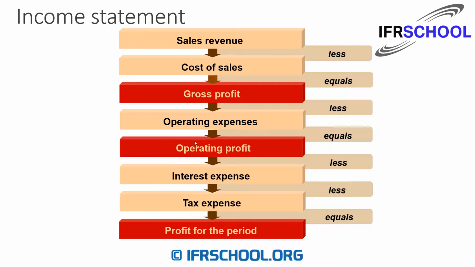This midpoint on the income statement, operating profit, is a measure of the profit that has been generated by the firm that is available to be distributed to the various claim holders. The remaining section of the income statement details how that operating profit has been distributed to the various claim holders.